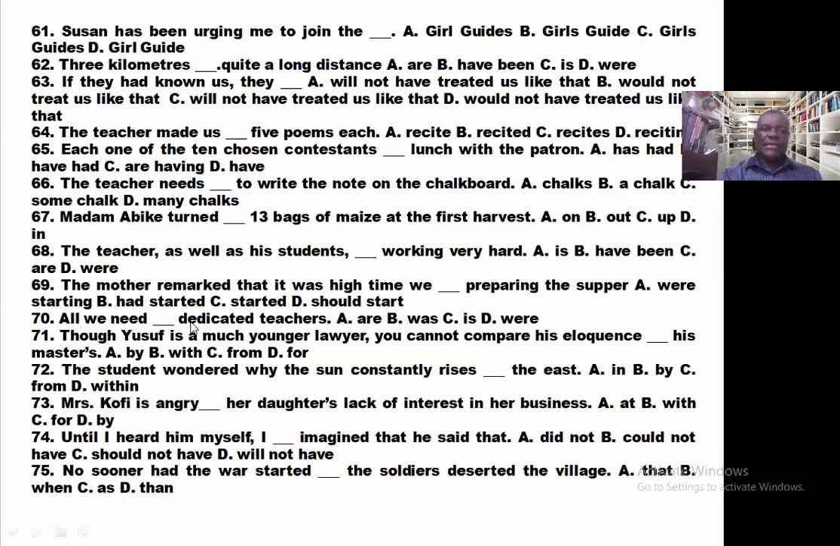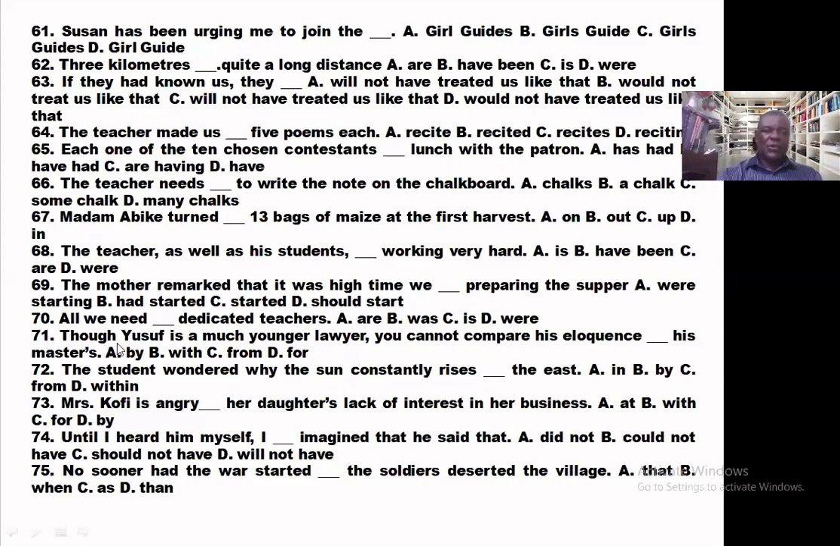70: All we need dash dedicated teachers. All we need are, because we have plural teachers here. If we have a singular here, all we need is a dedicated teacher. But here we have are, all we need are dedicated teachers.